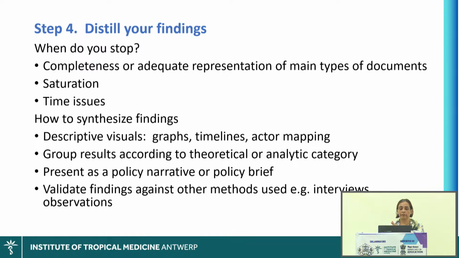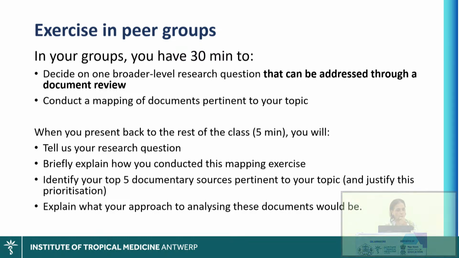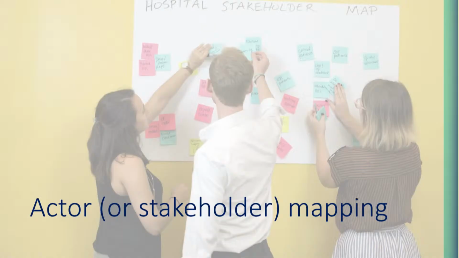And you also want to validate your findings against other methods, because what's in the document might be quite different than if you actually interview the Minister of Transport or whatever, right? Good. So we are not going to do this now, we're going to come back to this. This is an exercise that we'll come back to. But we're going to move straight to what's known as actor mapping.